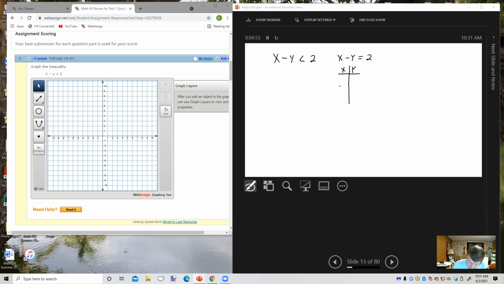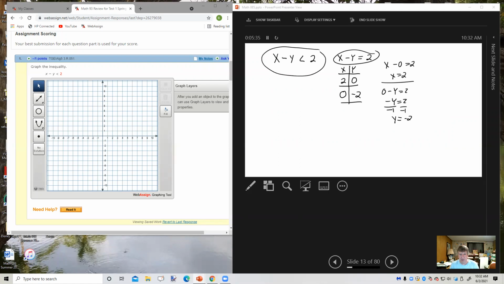I don't have to, but typically I'll use the x and y intercepts. To find the x-intercept, I'm going to set y equal to 0. And then to find the y-intercept, I'll set x equal to 0. Now, if y is 0, we get x minus 0 equals 2, or x equals 2. If x is 0, we get 0 minus y equals 2, so negative y equals 2. Divide both sides by -1, and y equals -2. So now we have two ordered pairs that are solutions to the equation x minus y equals 2. But we have to keep in mind, in reality, we're dealing with x minus y is less than 2.